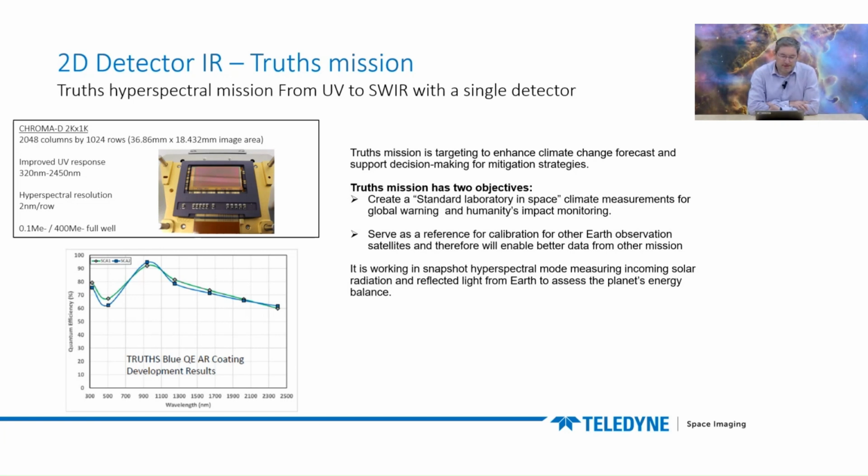This detector is sensitive from UV to SWIR, 320 nanometer to about 2.5 micron, with a resolution per row of 2 nanometer, and has two gains, one 1.1 mega electron and the second one 400 mega electron. As you can see on the QE curve, the sensitivity of the detector is quite good from UV to SWIR, with around 70 to 80% across the whole wavelength.